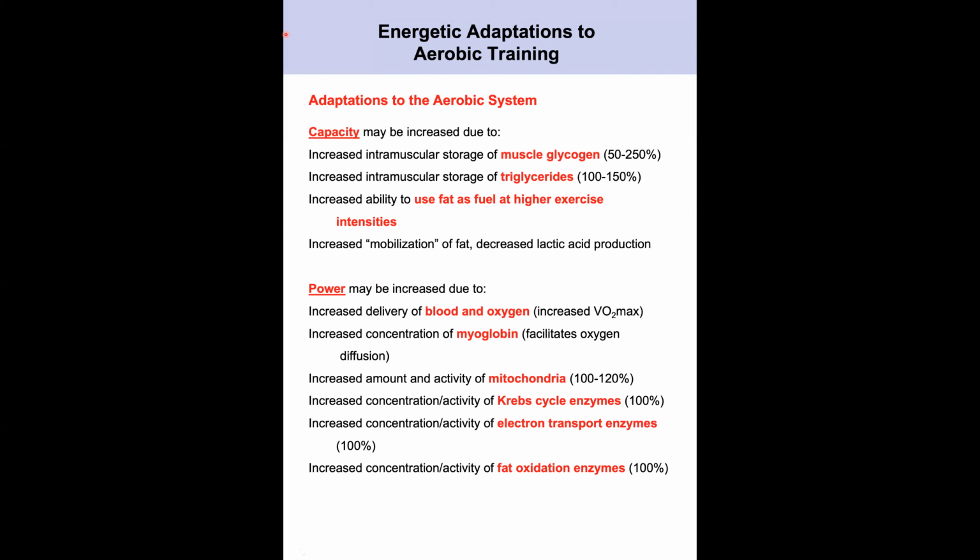So capacity, fuel. Power is blood and oxygen, right? More blood flow and more oxygen delivery equates to faster ATP production and the electron transport. Myoglobin facilitates oxygen diffusion. I like to think of it as muscle oxygen. And then more mitochondria, right?